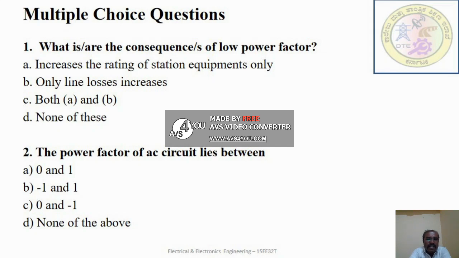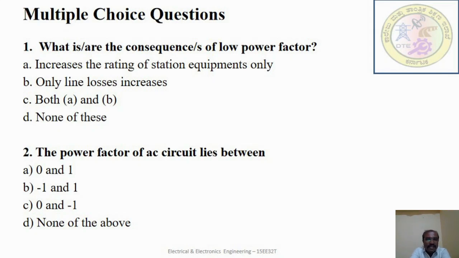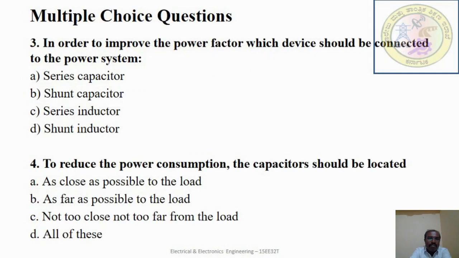Second question. The power factor of the circuit lies between, the options are A, 0 and 1; B, -1 and 1; C, 0 and -1; D, none of these. The answer will be B. 0 and 1. The power factor of the AC circuit lies between 0 to 1.